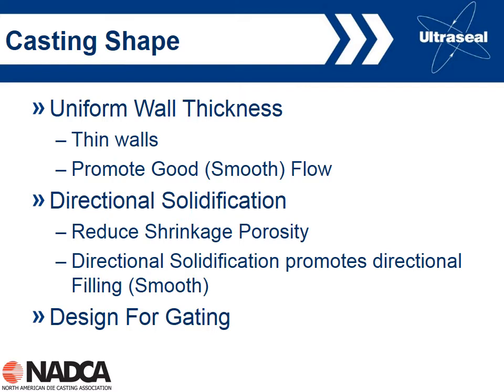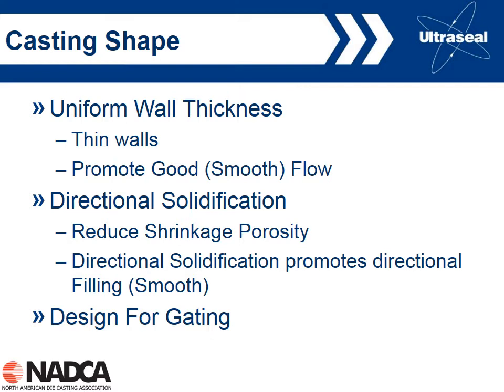So number one, uniform wall thicknesses. Certainly this encourages uniform flow as we're filling the die, and therefore we're going to get less air entrapment. And it also helps with directional solidification to help feed the entire casting, again with the objective that the gate solidifies last.